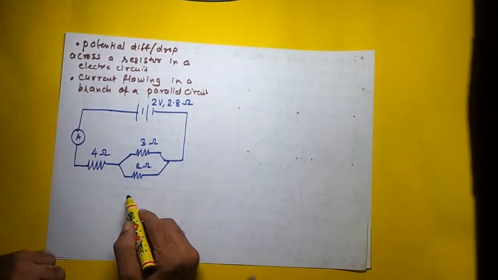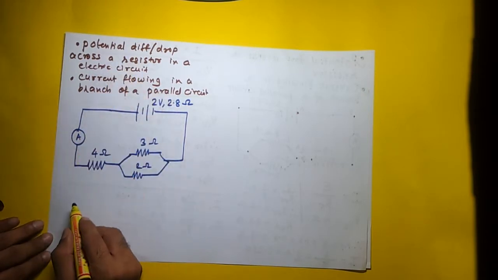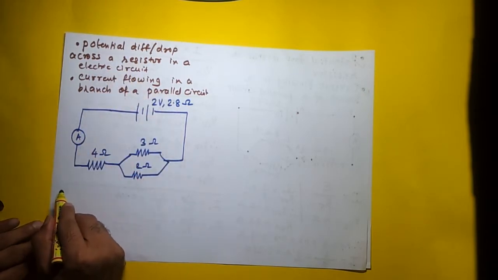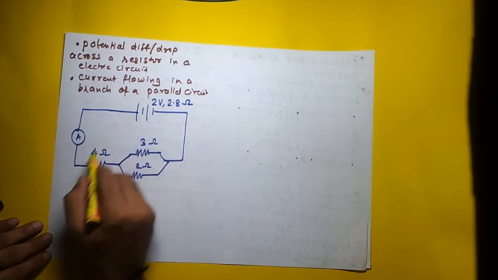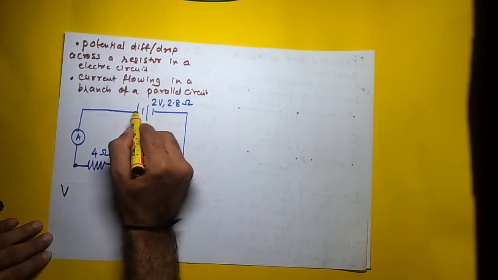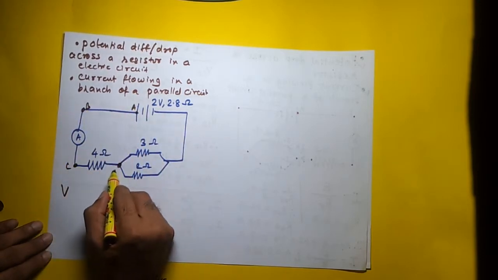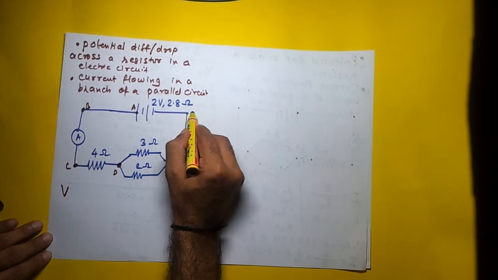Okay, this is part 2 of the video, right? We'll continue from where we left off. We were discussing potential drop across various resistors, and we found out the potential drop across these 2 points. Let us call these points A, B, C, D, E, F, and G.